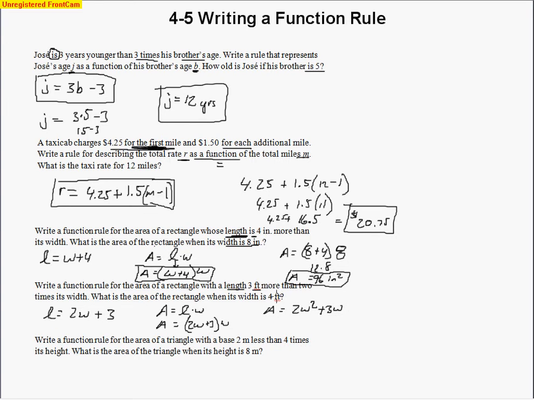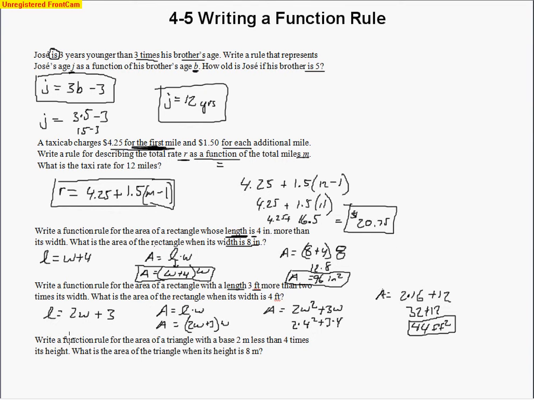If I just plug in 4 for the w, let's see what happens. So 2 times 4 squared plus 3 times 4. I square first, so I've got area equals 2 times 16 plus 12. That makes 32 plus 12, which gives me 44. So 44 feet squared is the area.